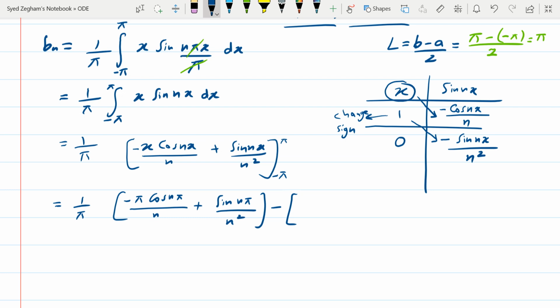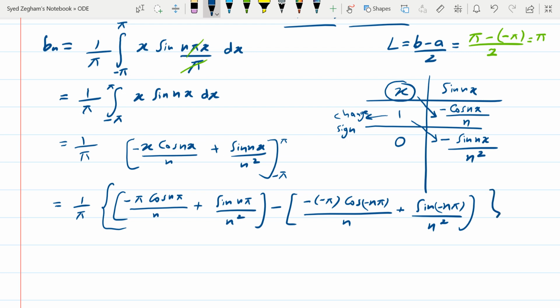Minus, now we will put x equal to minus pi. So what do we get? Minus of x, that is minus of minus pi, cosine n times minus pi. So we can say cosine n pi, divided by n, plus sine nx, again at minus pi, you can say sine of minus n pi, divided by n square. So this is what we are getting after putting the limits.